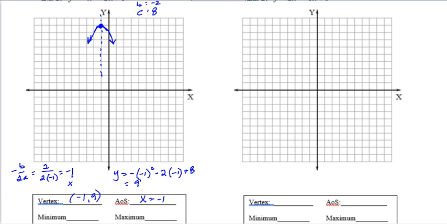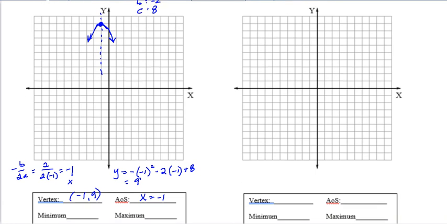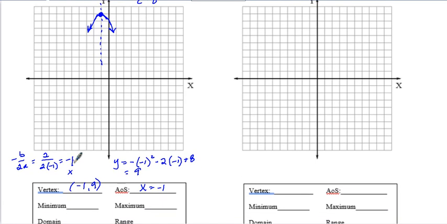I go ahead and look and see if I've got a minimum or a maximum. I look for my extrema. I don't have a min because I'm an upside down parabola. I do have a max, and that's at a value of 9. So my minimum doesn't exist. My max is a value of 9, and I found that off my vertex, at my vertex of negative 1, 9. My max is 9.